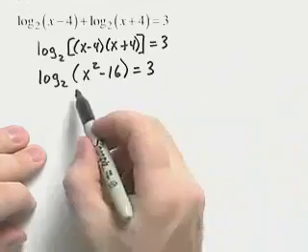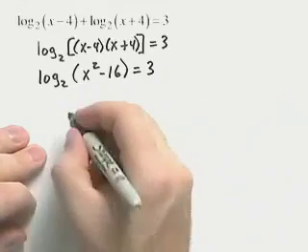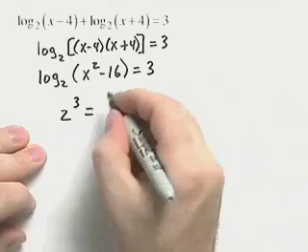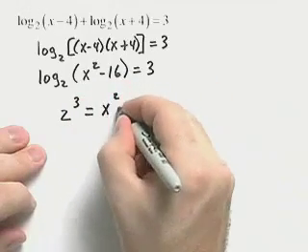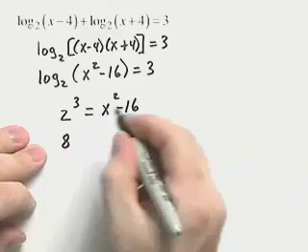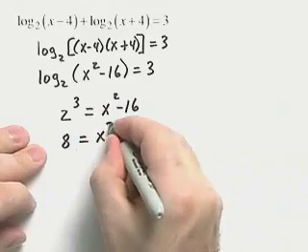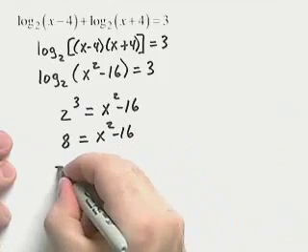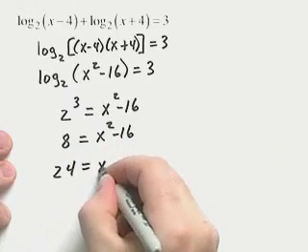We want to change that to an exponential form. So we're going to take the base 2, raise that to the third power, and that has to equal the inside, x squared minus 16. 2 cubed is 8. So 8 is equal to x squared minus 16. I'm going to add 16 to both sides, so we get 24 is equal to x squared.